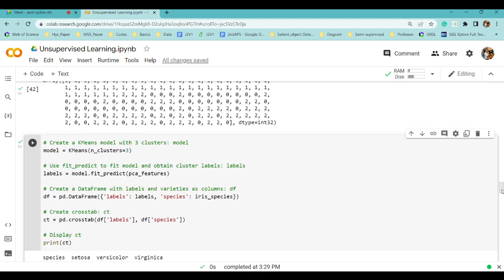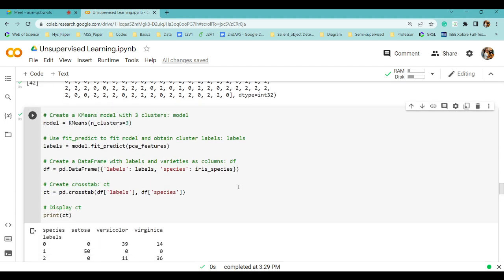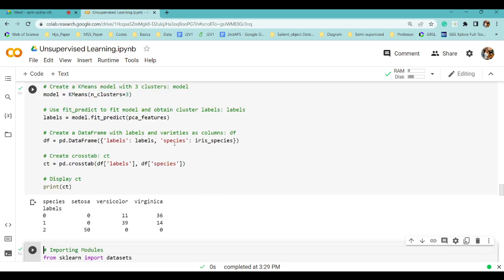Now I'm fitting my predicted data with PCA features. We have already calculated PCA features, right? So I just wanted to see how my k-means will work with the PCA features. So I've given labels as labels, and species, which is the iris species we're having.